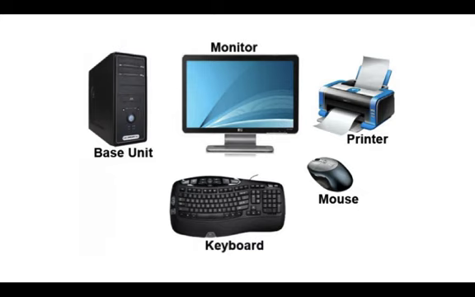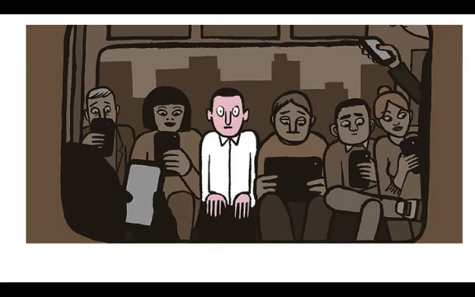Here we have a monitor, printer, mouse, keyboard, base unit. All these are what? They are computer parts. Computer parts. Great. Let's define or describe this picture here.